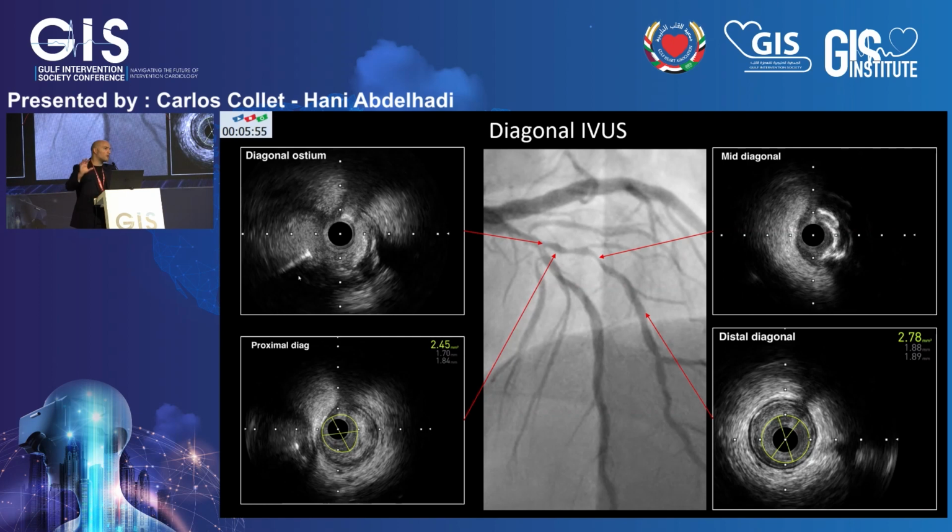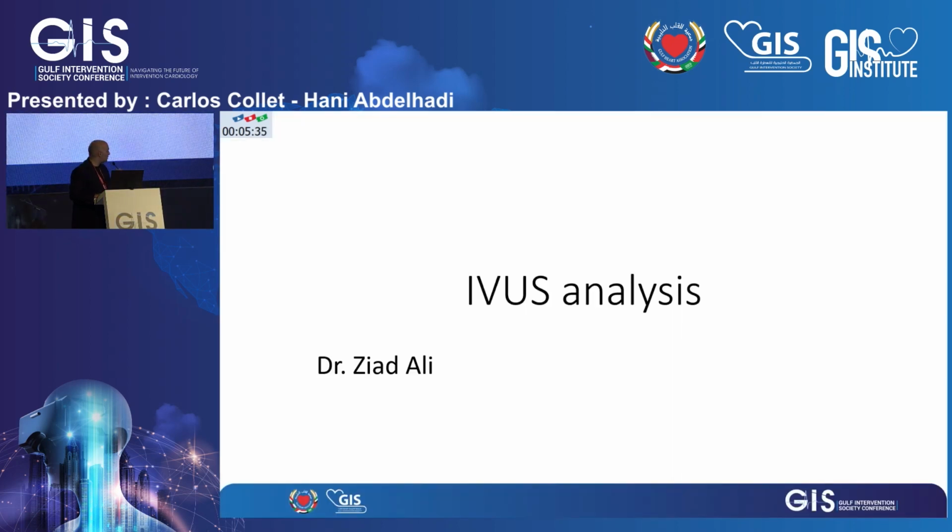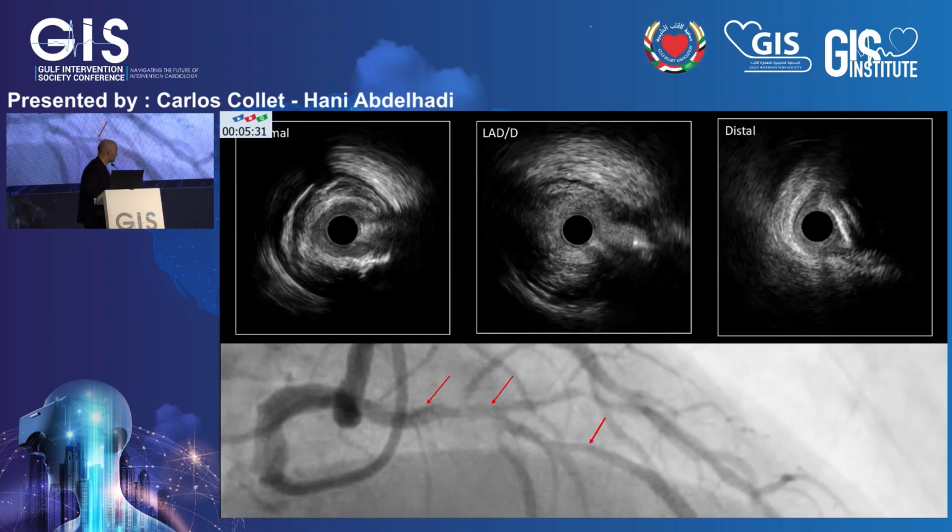And you can see different parts of the diagonal where we looked at what would have potentially been our distal landing zone around here. We've looked at this lesion over here. We've looked at the proximal vessel just distal to the bifurcation, and we looked at the LAD diagonal bifurcation. And these are the images that we got, and these are the sizes that we got. So I'm going to pause here for a second and ask Dr. Ziad to come over here and analyze these IVUS images for us.